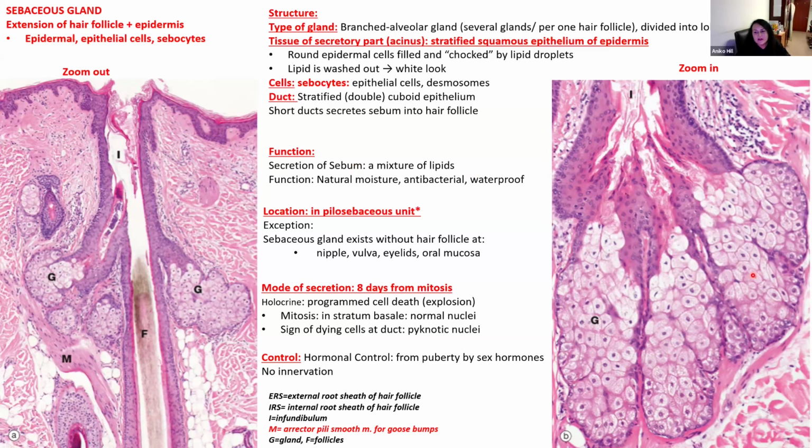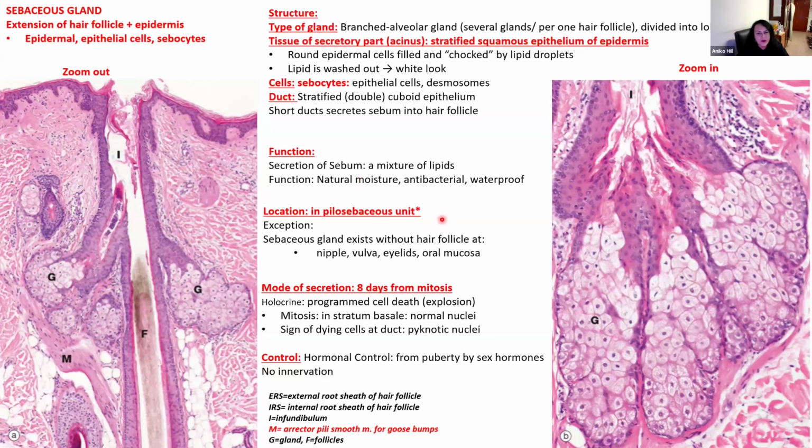Okay, so these specialized epidermal cells have a new name, the sebocytes, and there are desmosomes between them. So basically, after exiting the acinus, the sebum or the oil is going to enter a little duct, and ultimately the hair follicle becomes the final duct for delivering the sebum.